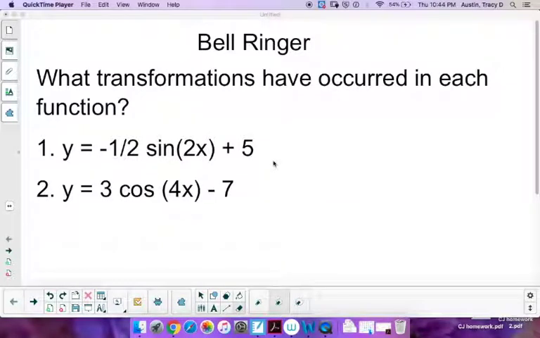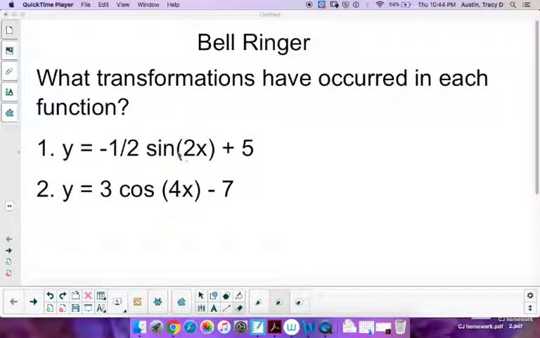Okay, so day 2 of inverses. We are going to start solving today using the same inverses that we've been doing. In the meanwhile, I want you to do this for your bell ringer because some of you are still having issues recognizing how to write those equations for your project as far as what transformations have occurred and how you would write them for your weather data.